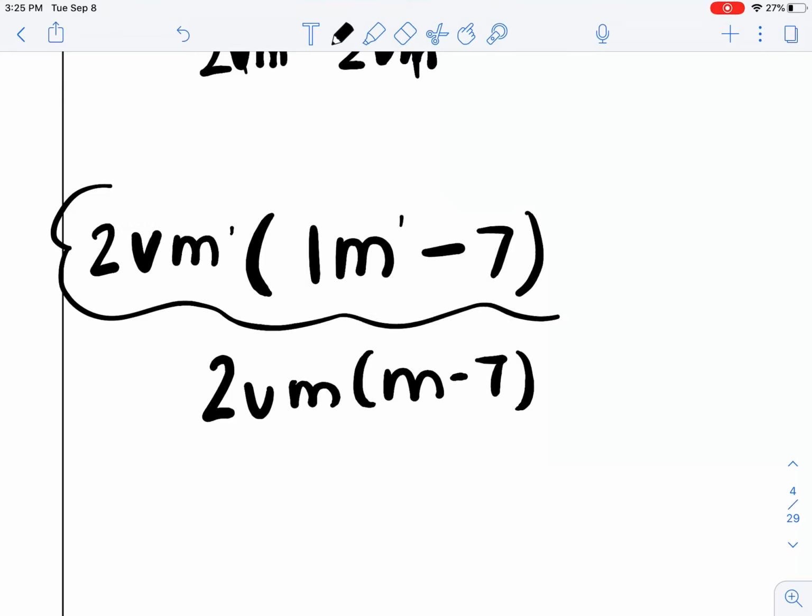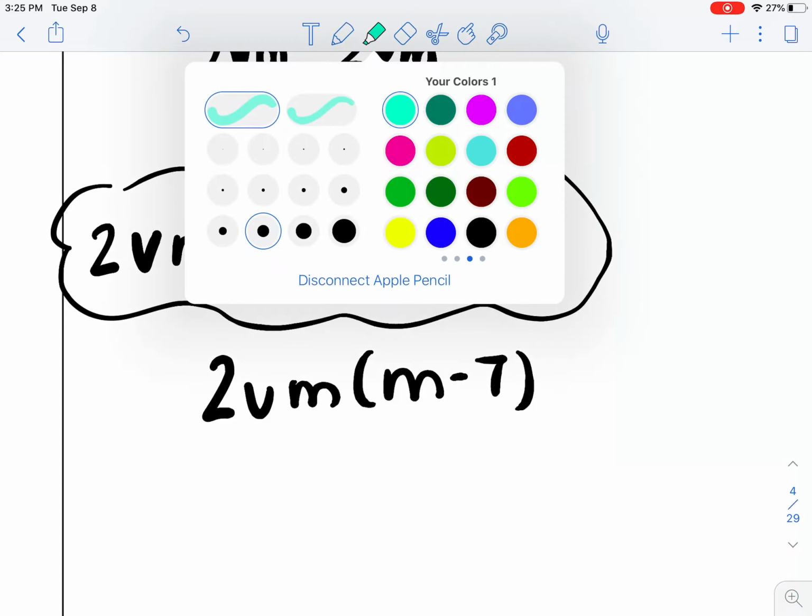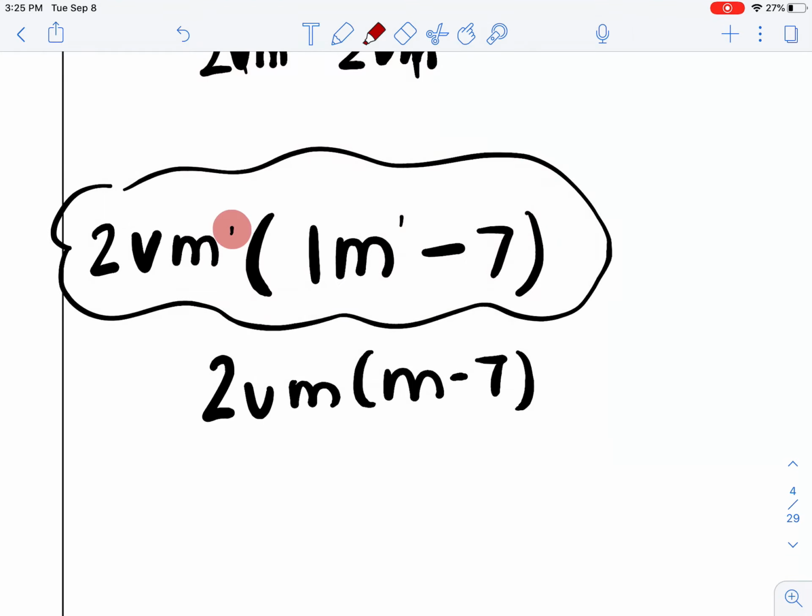You don't need any of those imaginary 1s, because these are optional. You don't need these 1s.